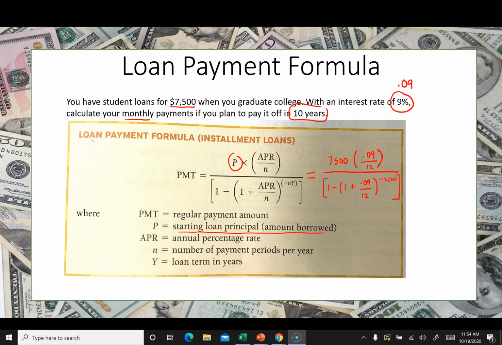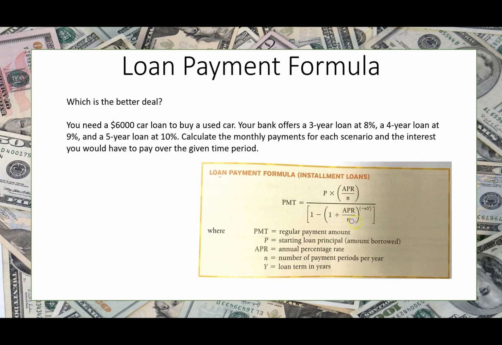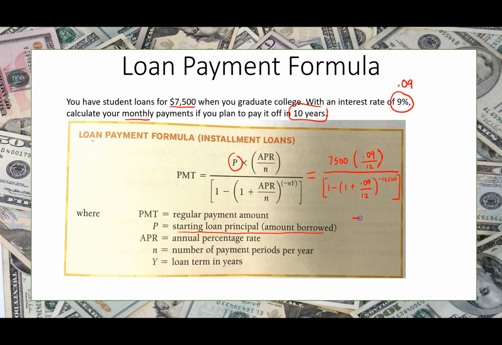All right, from that calculator video, we found that our monthly payment would be $95.02. And I know that you might have gotten something close to that, but as long as you're fairly close to $95, I'll give you credit for that. So $95.02 per month for 10 years to pay off that.